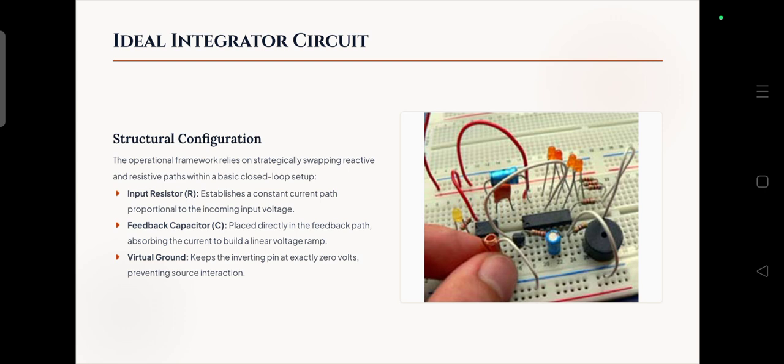Next is the structural configuration of the integrator circuit. First is the input resistor, the second is the feedback capacitor, and the third is the virtual ground. The input resistor R establishes a constant current path proportional to the incoming input voltage. The feedback capacitor is placed directly in the feedback path, absorbing the current to build a linear voltage ramp. The virtual ground keeps the inverting pin at exactly 0 volts, preventing source interaction. This is the structural configuration of the integrator circuit.